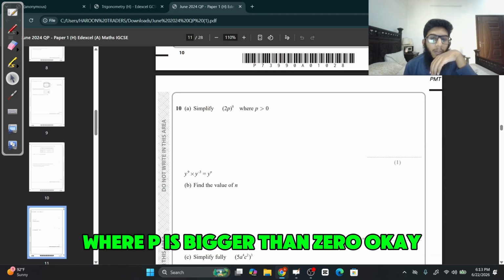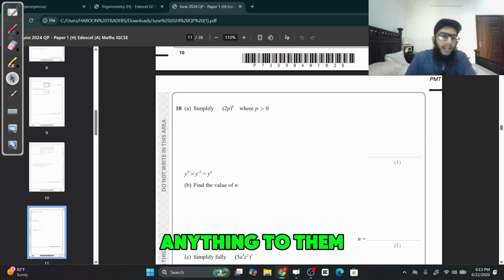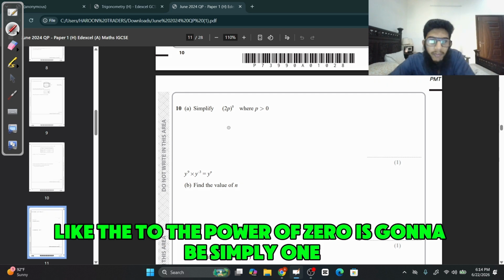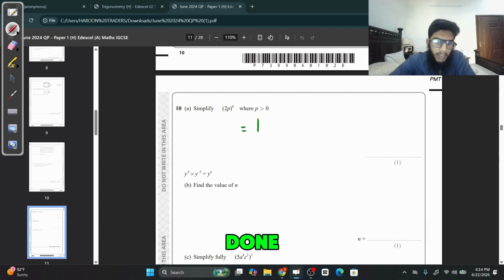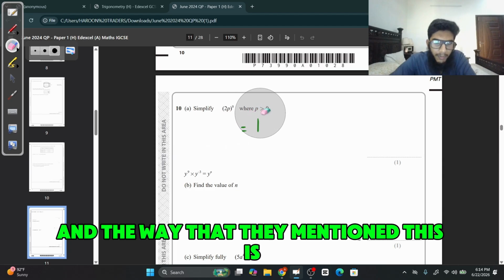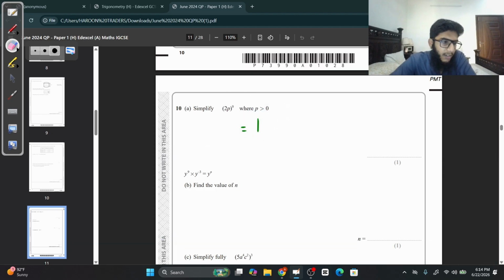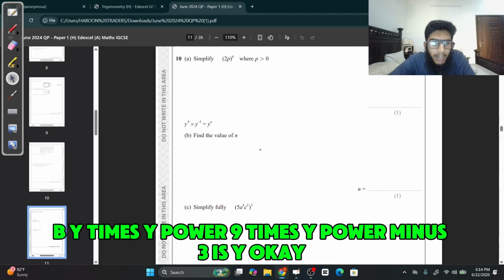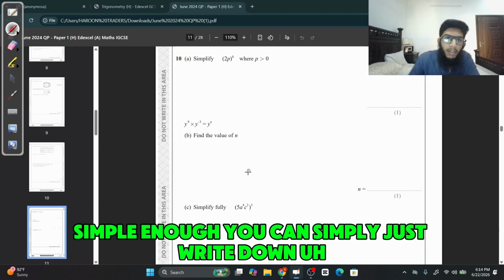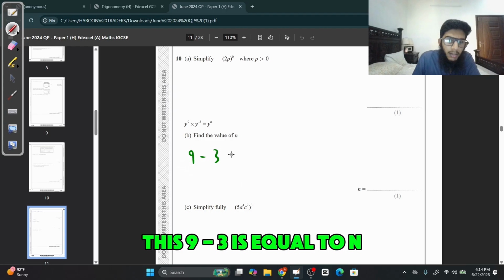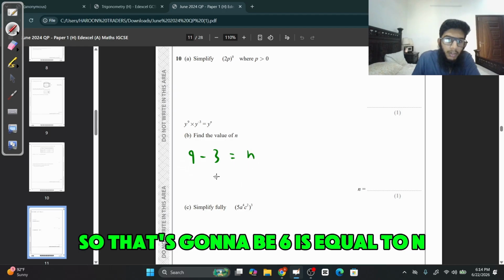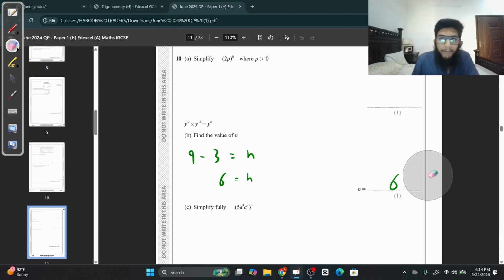Simplify 2p to the power 0 where p is bigger than 0. Okay, anything to the power of 0 is simply 1. Done. Next part B: y times y to the power 9 times y to the power minus 3 is y to the power n. Okay, simple enough. You can simply write down 9 minus 3 is equal to n. So 6 is equal to n.